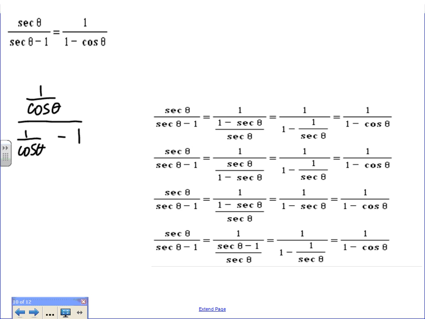And then, since it's a complex fraction, a lot like that last one, we can multiply everything by cosine theta. So those cancel and just leave me 1 there. And then negative 1 times cosine would leave me a negative cosine.